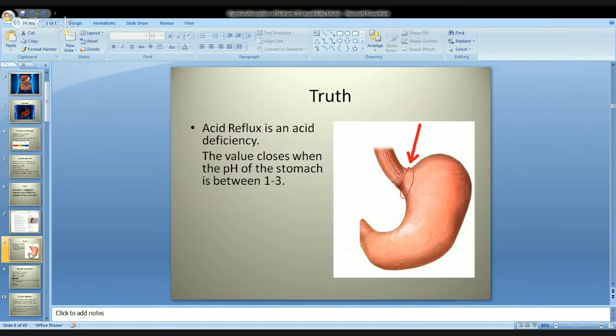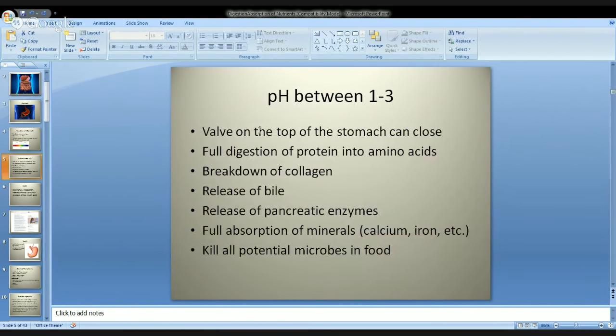So let me point to this little valve right here that stops the acid from going into the esophagus. It's controlled by your pH. That's right. If that pH goes a little too alkaline, it will not close. If you ever hear of GERD, gastroesophageal reflux disorder, that's basically the valve that doesn't close, so the acid splashes up into the esophagus. So in reality, acid reflux is not enough acid.